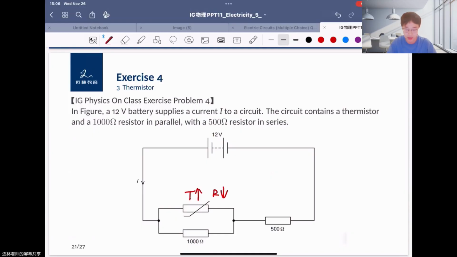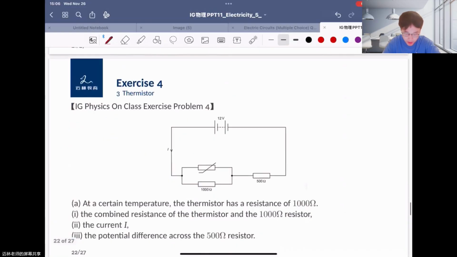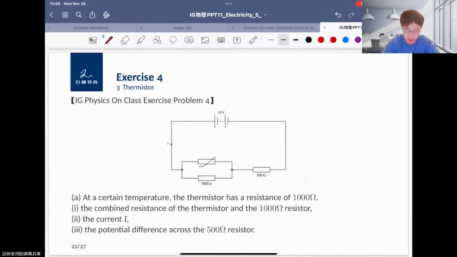How do you use it? Let's move into this question together. In this figure, a 12 volt battery supplies a current I to a circuit. The circuit contains a thermistor and a 1000 ohm resistor in parallel, with a 500 ohm resistor in series. There are three sub-questions. The first is the combined resistance of the thermistor and the 1000 ohm resistor. They are connected in parallel.